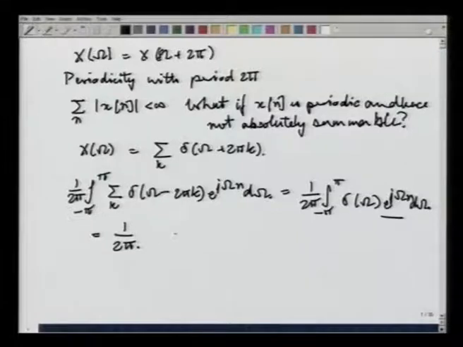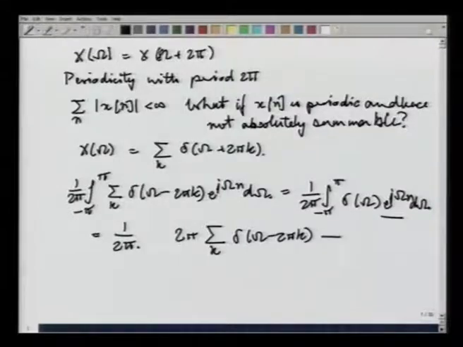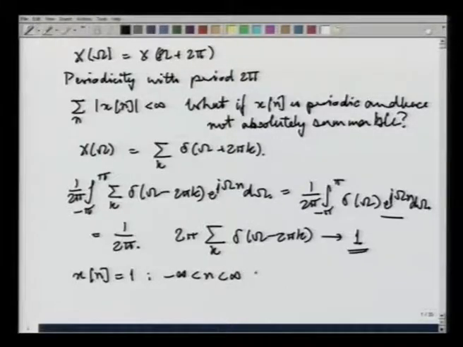This means that 2 pi times summation over all k delta(omega minus 2 pi k) is a function whose inverse DTFT equals 1. That is, x(n) equals 1 for minus infinity less than n less than infinity, which is clearly not absolutely summable, because it will blow up to infinity when you try to sum it. Here then is a clear case of a non-absolutely summable signal, which has appeared to have a DTFT.